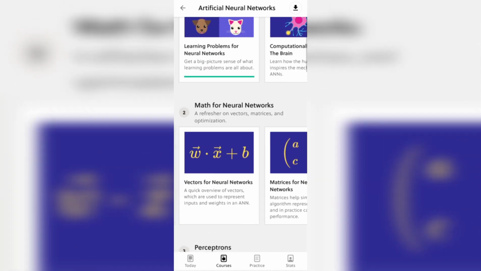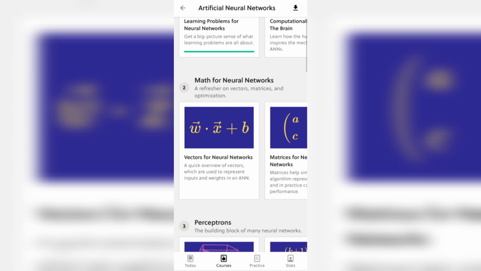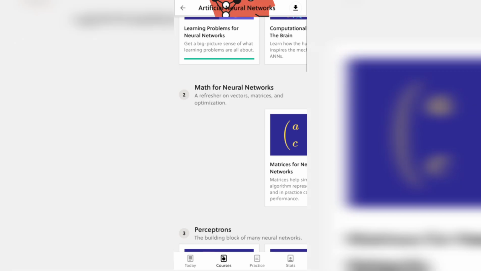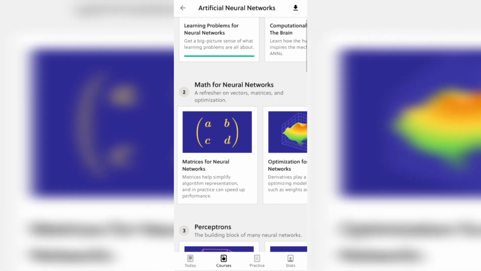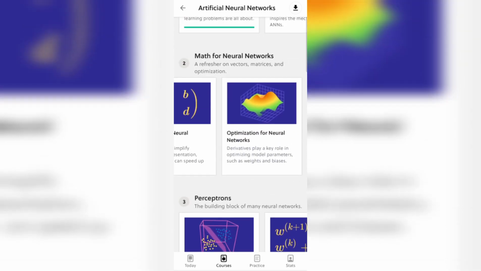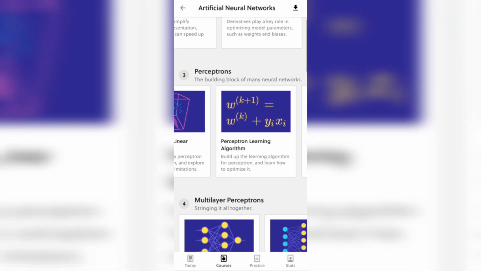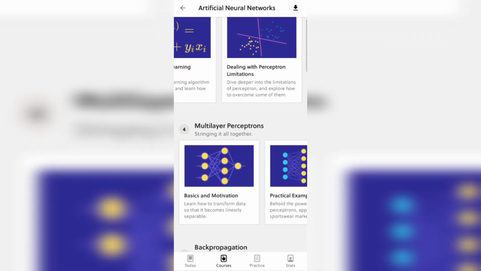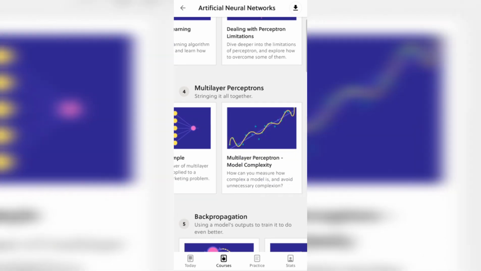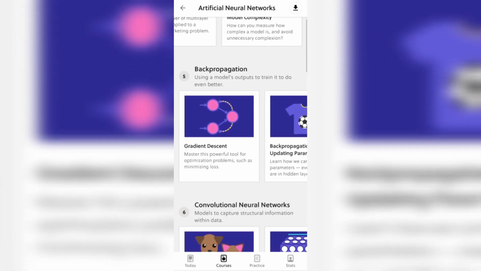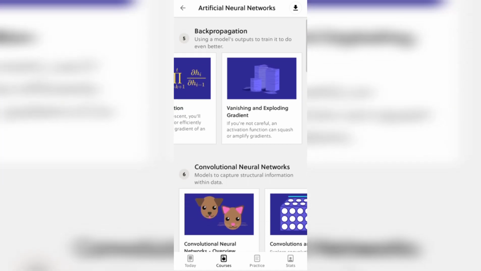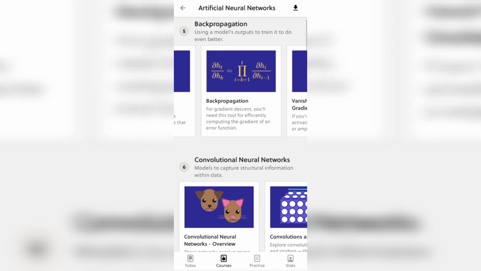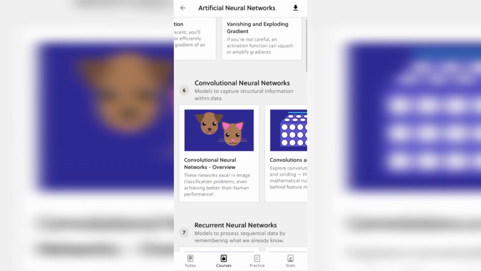they also have a math section. So the second section is the math for neural networks, talking about vectors, matrices, optimization for neural networks. Perceptrons, topic number 3. Probably go in depth in perceptrons, multi-layer perceptrons. Topic number 4, backpropagation, really important. Gradient descent, talking about parameters.